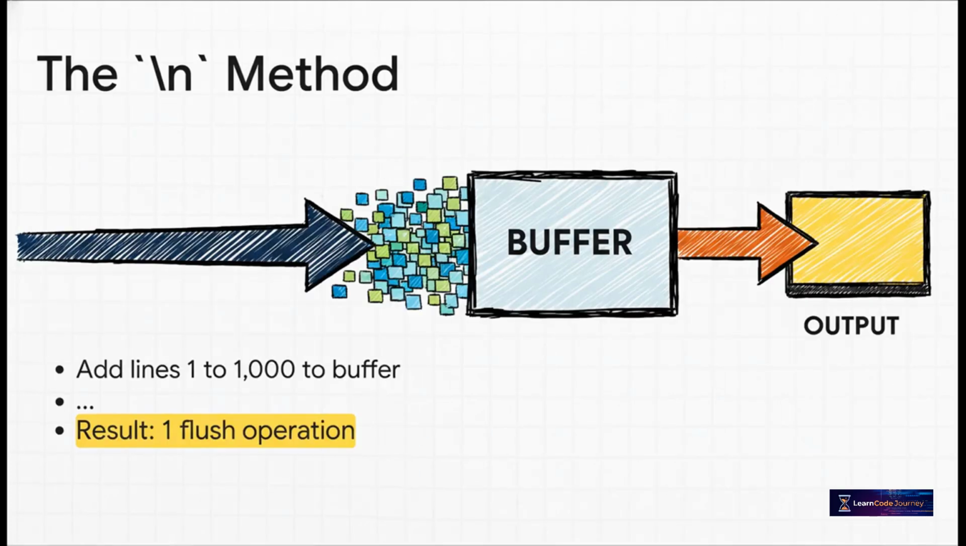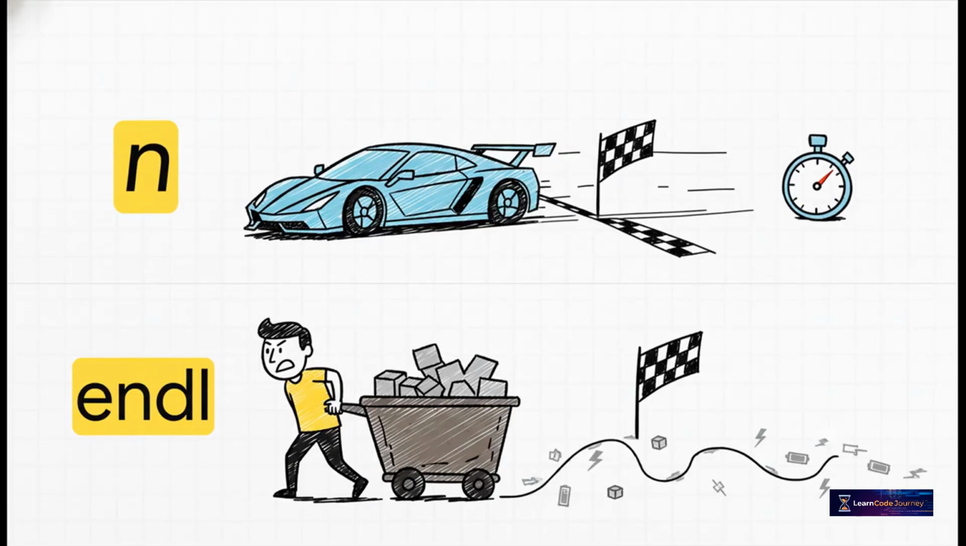Now let's flip it and look at \n. It's so much smarter for this job. It just gathers up all 1,000 lines in the buffer, one after the other, doing all the hard work behind the curtain. And then, only when it has everything, does it do one single flush to put it all on the screen. See the difference? 1,000 operations versus just one. So the takeaway here is pretty clear, right? When you're printing a ton of stuff, \n is way more efficient. That flushing operation isn't free. It costs time. And doing it 1,000 times instead of just once, yeah, that adds up fast.